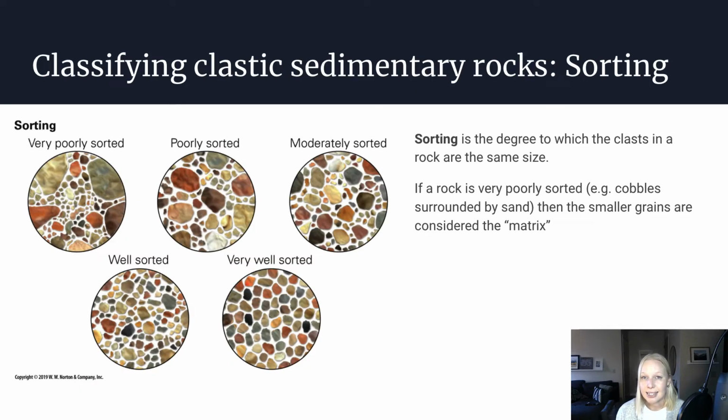When we're classifying clastic sedimentary rocks, we also want to think about what we call sorting, and that is the degree to which clasts of rock are the same size. So a rock can be very poorly sorted if it has a mix of really large clasts and really small clasts. And something in which all of the clasts are sort of the same size would be considered very well sorted. It's important to note here that if a rock is very poorly sorted, it has, say, cobbles surrounded by sand, then those smaller grains are considered what we call the matrix. So that's a word that you might hear pretty frequently.